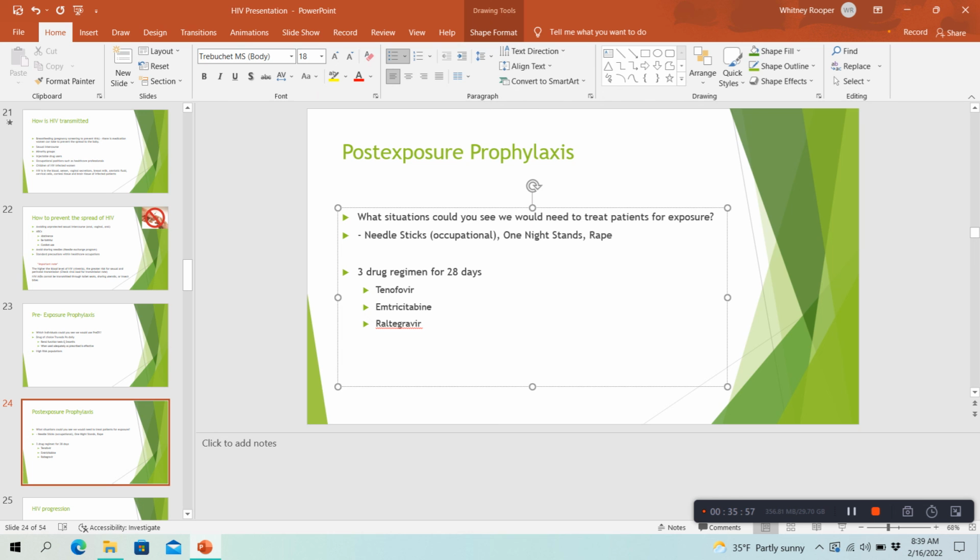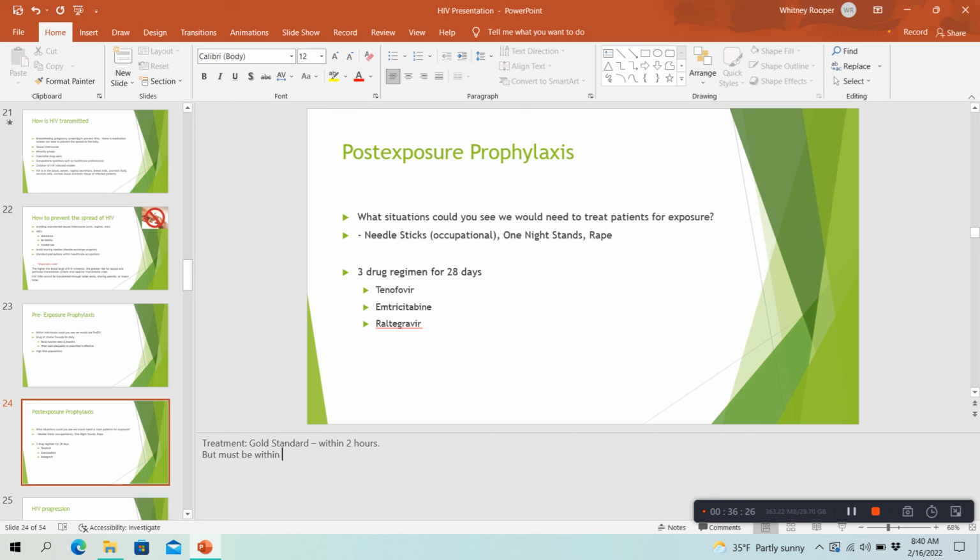Usually when we are doing treatment, 24 to 36 hours is a decent time to get the treatment. However, within 2 hours is the best, when we have the best outcome. Again, they'll continue doing periodic lab testing just to make sure renal function, all those things are fine.